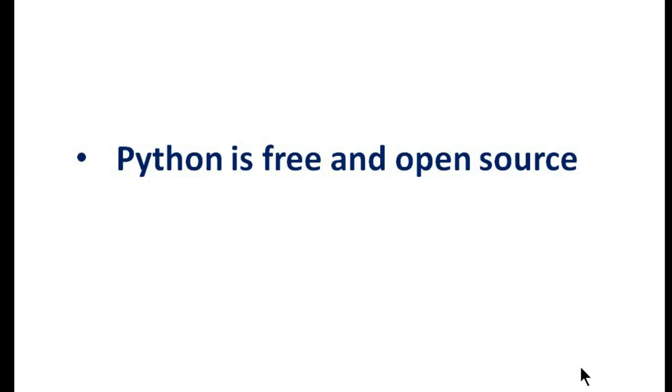Next is Python is free and open source. Python is the free software, means you can download and use Python with free of cost. How to download and install Python I will show you later. Python is an open source software. It means the source code or the program of Python software is freely accessible for anyone. So Python is a free software and also it is an open source software, just like our Ubuntu operating system.